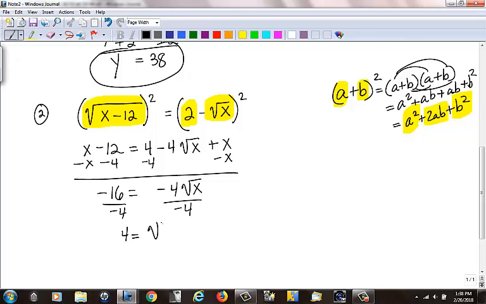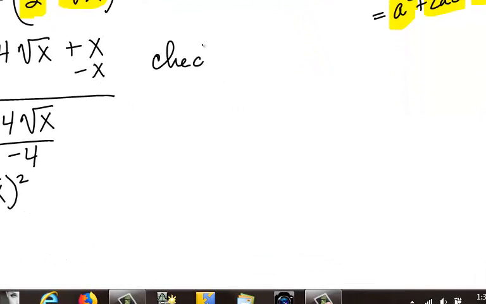4 equals the square root of x. Square both sides, you get 16 equals x. Okay? Now you got to check it. When you check it back in the original.